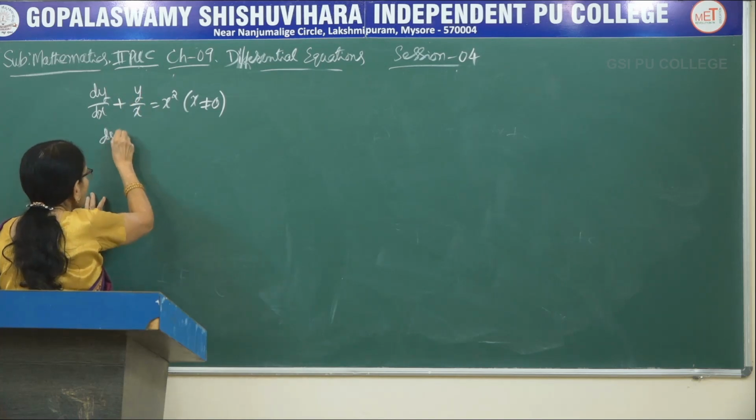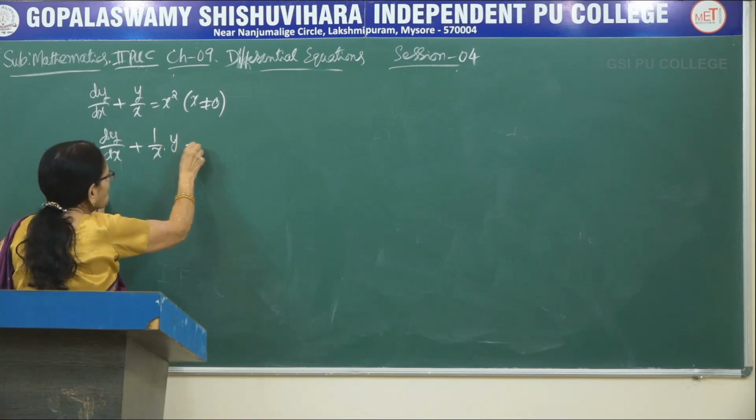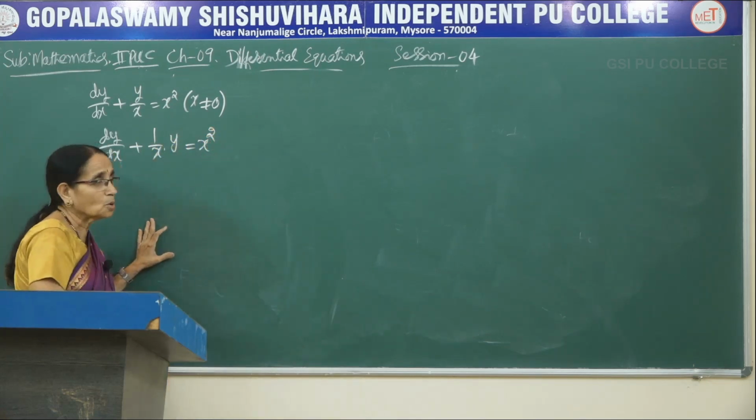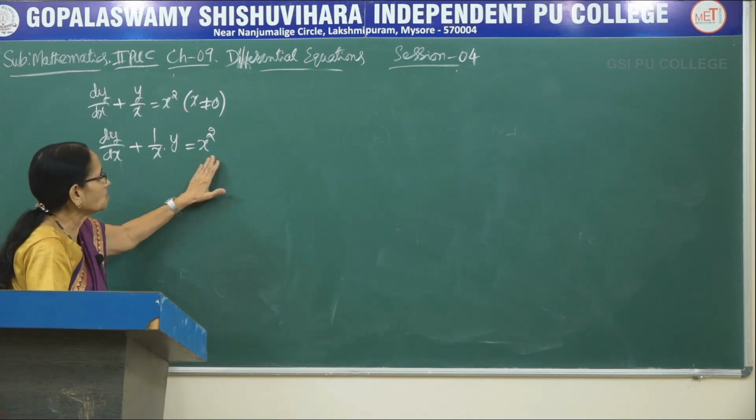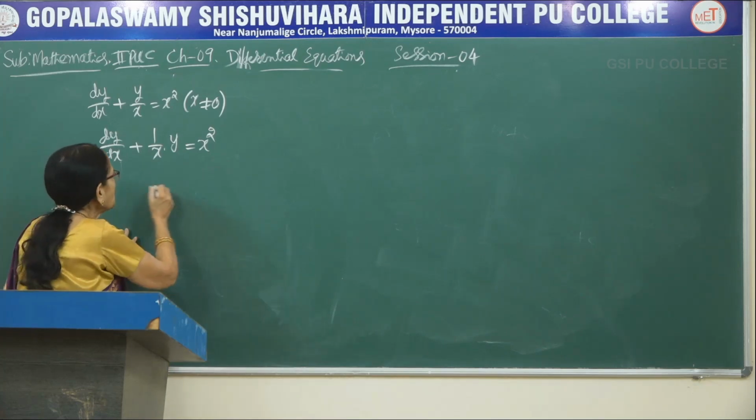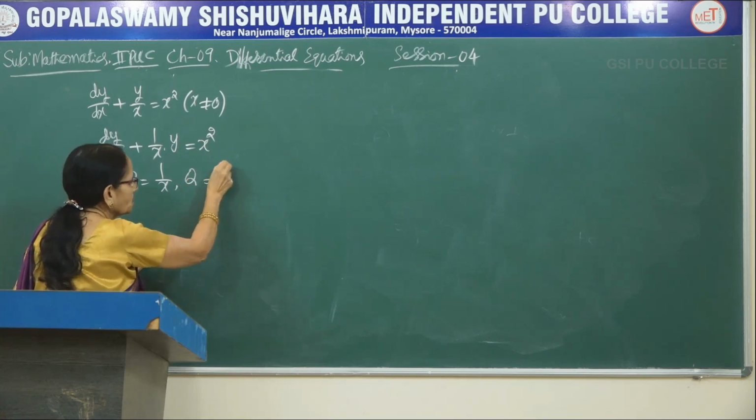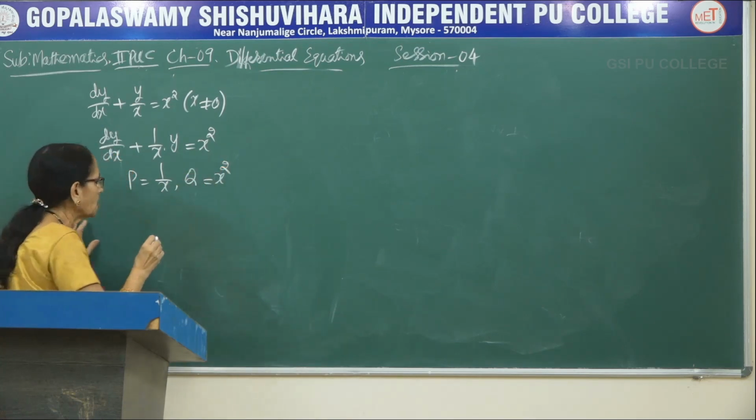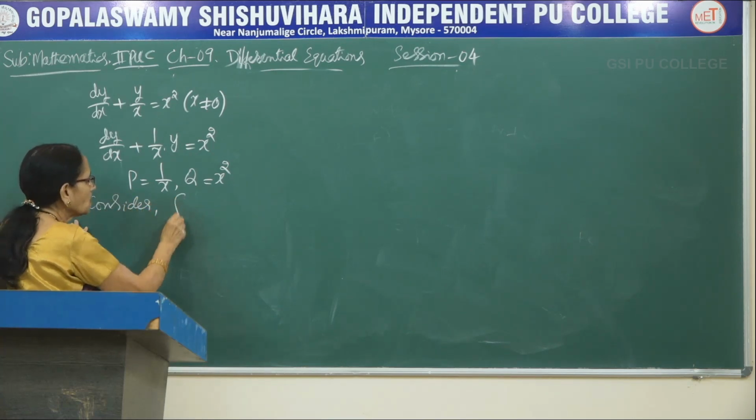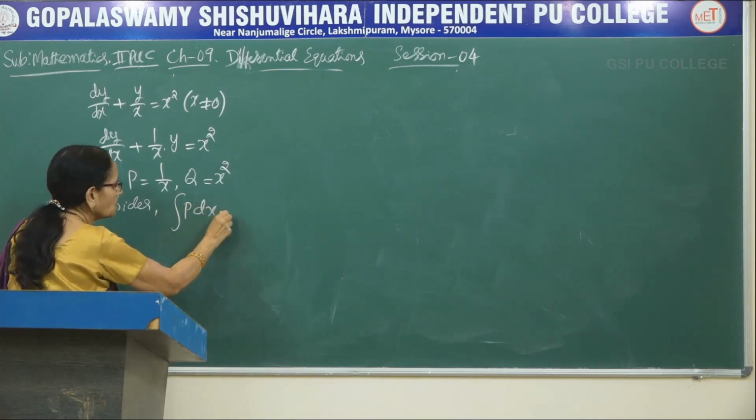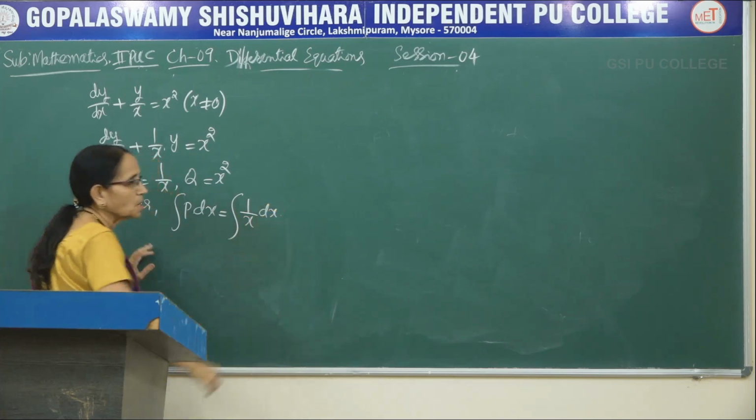Now let me make it clear by expressing in this form. Let me write it as dy by dx plus 1 by x into y is equal to x square, so that it is of the form dy by dx plus p into y is equal to q here. Now what is p here? p is 1 by x and q is x square. So what has to be calculated? I told you already. First we have to find out integral p dx. Now integral, what is p in this case? 1 by x into dx.